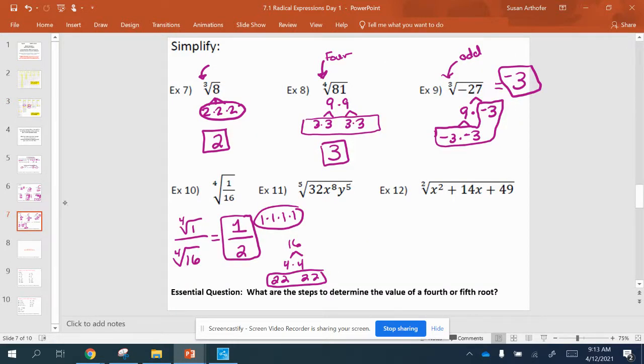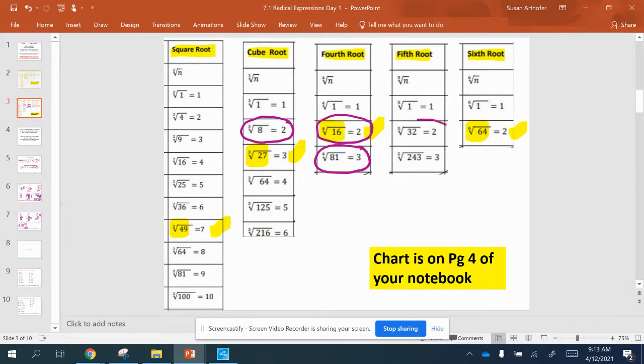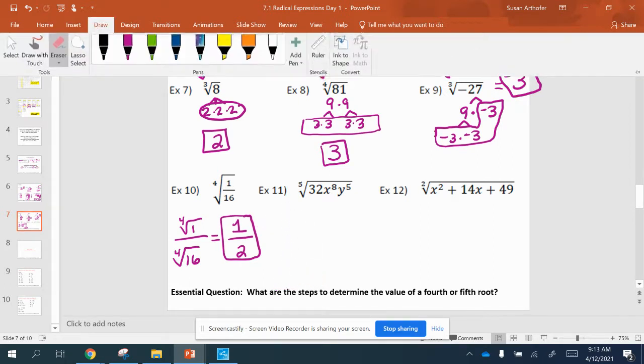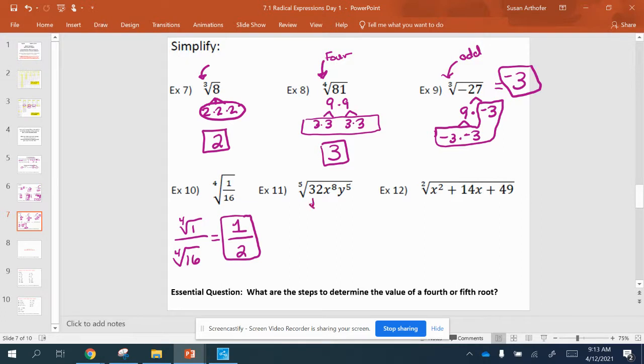Okay, how about the fifth root of 32? Let's look at our chart. Fifth root of 32 is right here, 2. So the fifth root of 32 is 2. Let me just erase a little bit here. There we go. Fifth root of 32, it comes out as a 2.